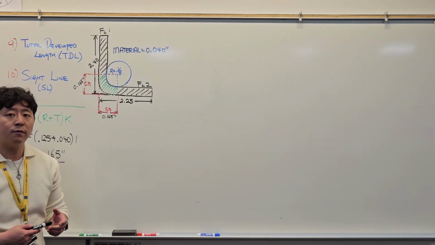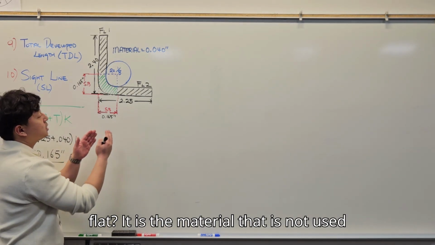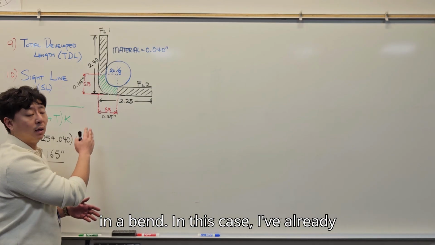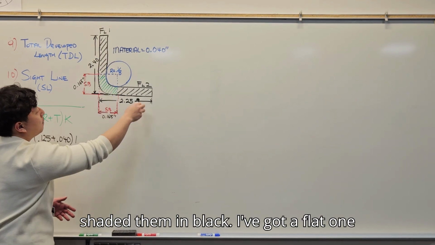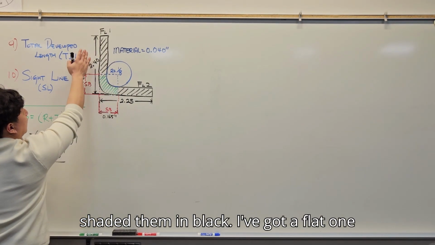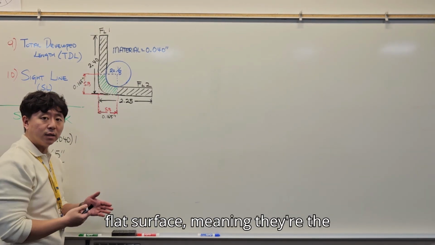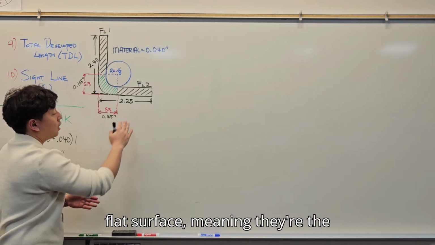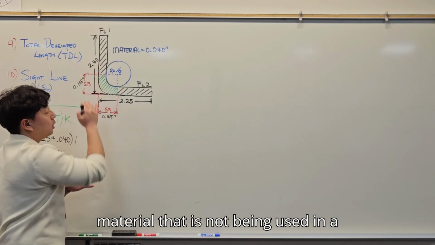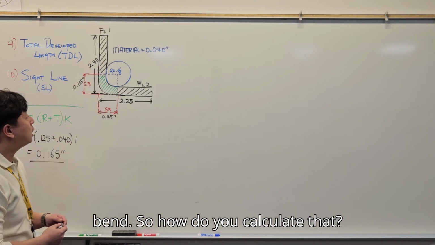What is the definition of flat? It is the material that is not used in a bend. In this case, I've already shaded them in black. I got the flat 1 and flat 2, as the name suggests, flat surface, meaning they're the material that is not being used in a bend. So how do you calculate that?